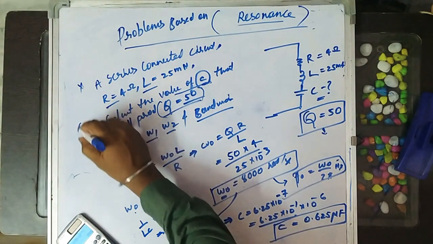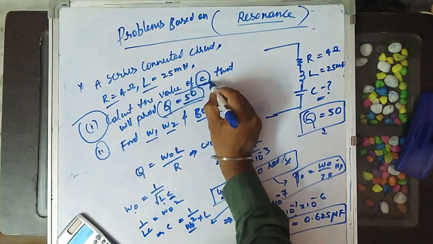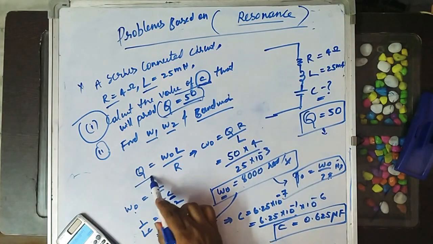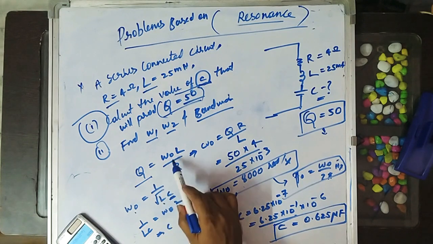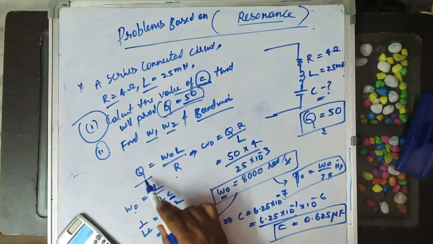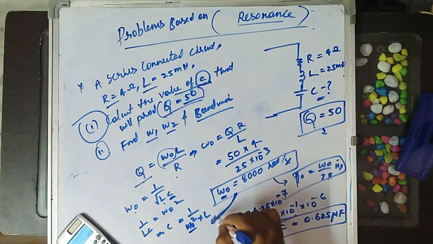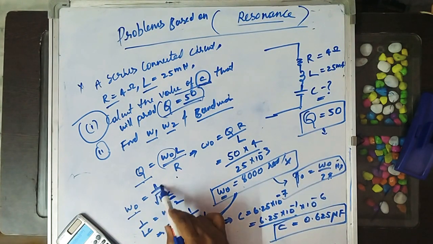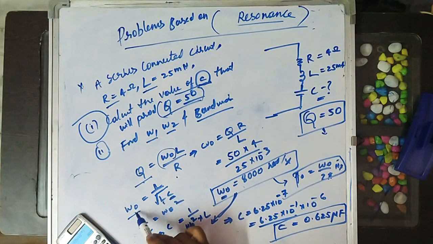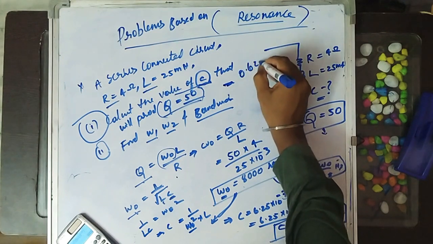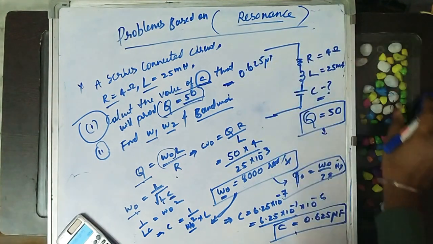So the first section is over, calculating the value of C. How did we calculate the value C? They gave the quality factor Q. We know the quality factor equals omega naught L by R. Substituting this, we get omega naught. After getting omega naught, we have omega naught equal to 1 by root LC. Substituting L and omega naught, you got C equal to 0.625 microfarad.